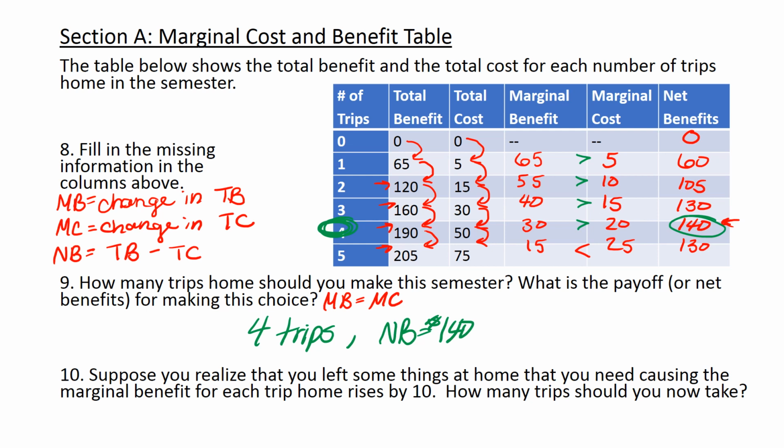Number 10 says, suppose you realize that you left some things at home, making the marginal benefit for each trip rise by $10. How many trips should you take now? So that means the 65 is now 75. This marginal benefit goes up, this one, and this one. So now the ones that were worth it before, of course, are still worth it, but let's look back at the fifth one. Now we're at a place where 25 is what it costs and 25 is what it's worth. So it's no longer less than, it's actually equal to. So now you want to take 5 trips.